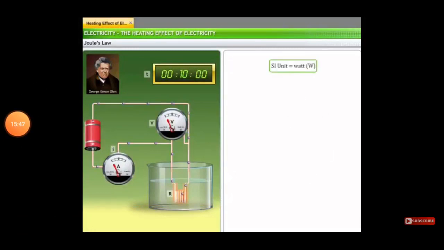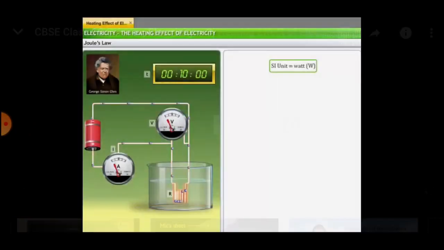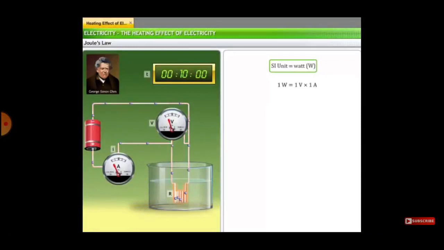The SI unit of electrical power is watt. This is named after the scientist Watt. And 1 watt is defined as when 1 volt potential is applied to make the flow of 1 ampere current, then it is referred to as 1 watt. And the commercial unit of electric energy is kilowatt hour.